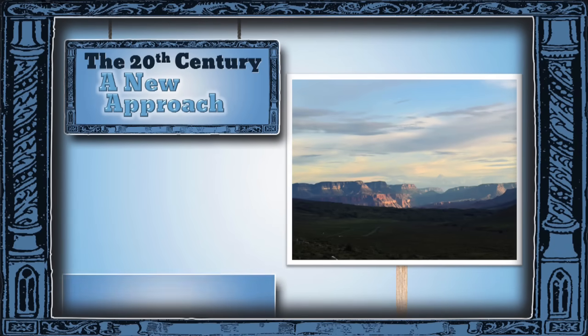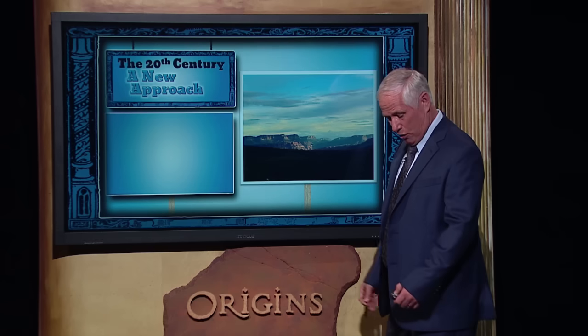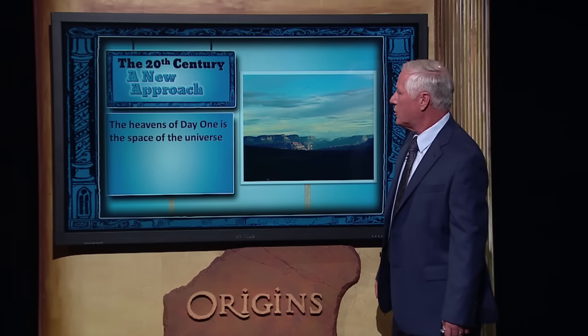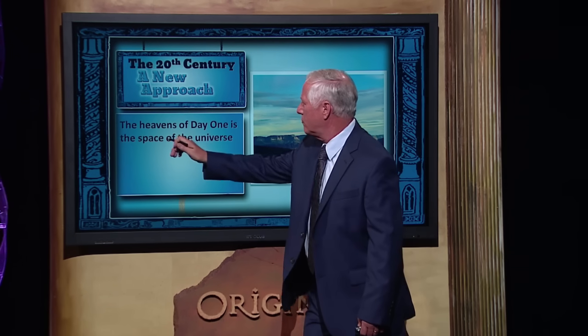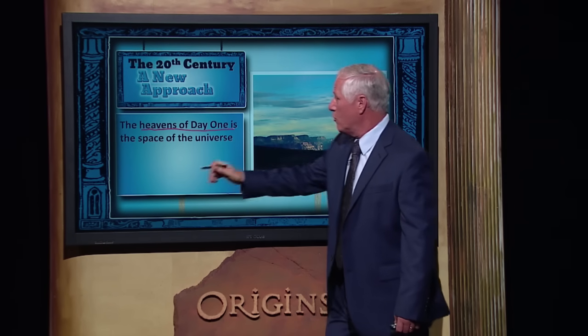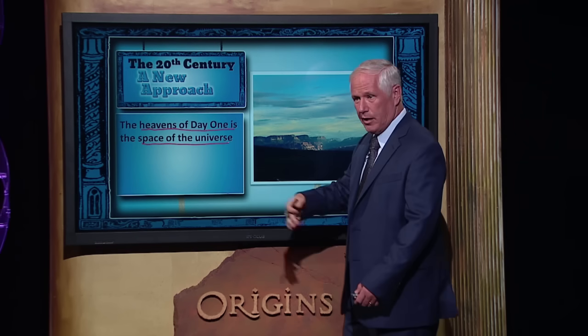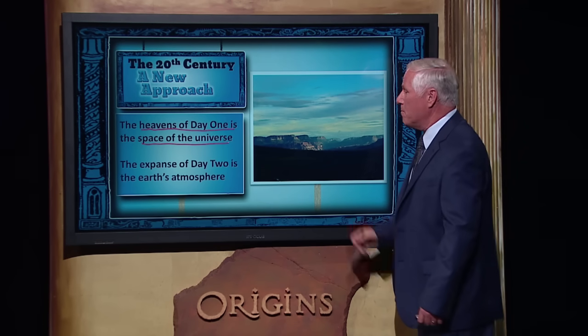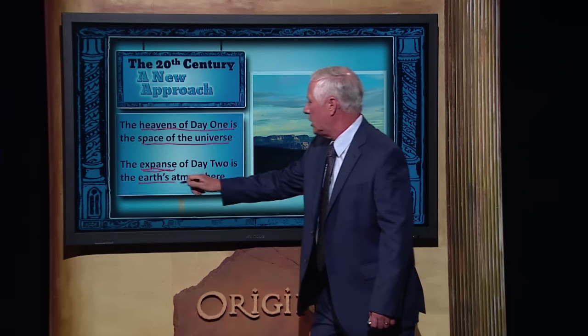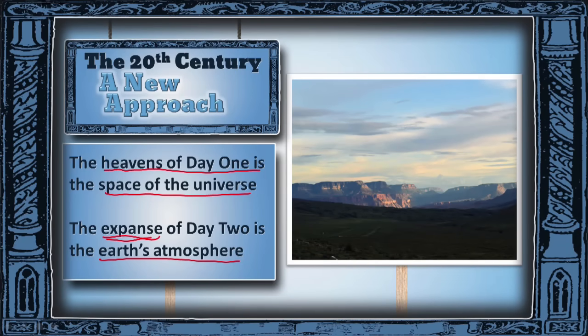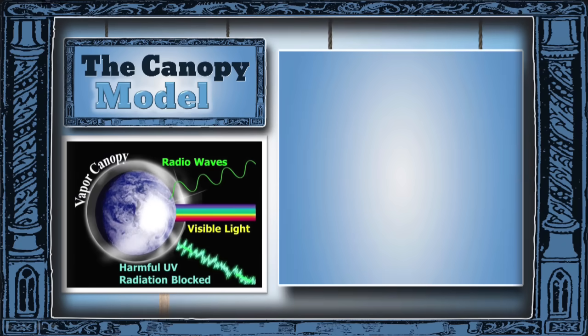The 20th century brought a new approach. People rejected that. We ran into trouble with all of that. So what we did is this became common to believe in the 20th century: that the heavens of day one, the creation in verse 1, was the creation of the space of the universe. And that was my thinking for a very long time. But then the idea became that the expanse of day 2 wasn't space, but was merely the Earth's atmosphere. And that was a whole new replacement we had. And I think we need to spend a little bit of time talking about how that led us astray at some point. So, this led to what we call the canopy model.